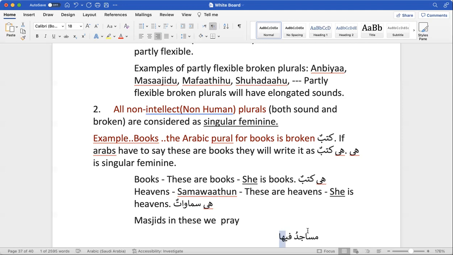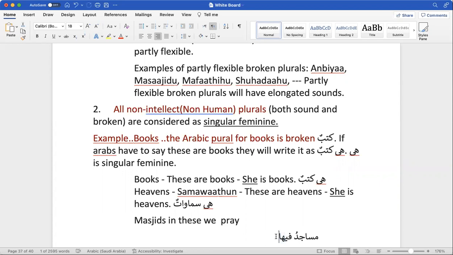The question is, you might sometimes be wondering, where does this ha refer to? As masajid is plural, you might be expecting this should also be plural if it is referring to this. But as masajid is a non-human broken plural, it is always considered as singular feminine. So this ha has come because of that reason. So this ha actually refers back to masajid. And when you translate it, you will not say masajids in it, in her, but you say masajids in these.